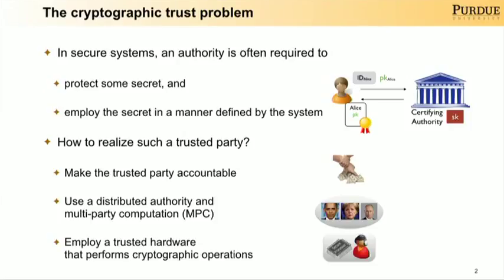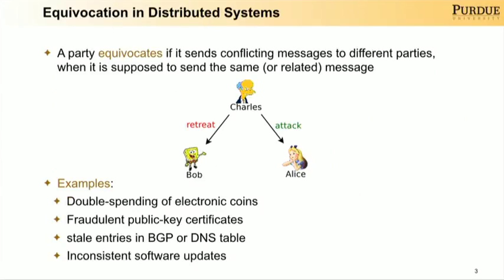The third thing that has recently been used is that we can assume the presence of some kind of trusted hardware, such that this trusted hardware works in a particular manner, protects the secrets, and uses them only in a particular fashion. In the talk today, we are indeed going to see the combination of these techniques in an interesting problem. The problem that we are going to discuss today is equivocation in distributed systems.